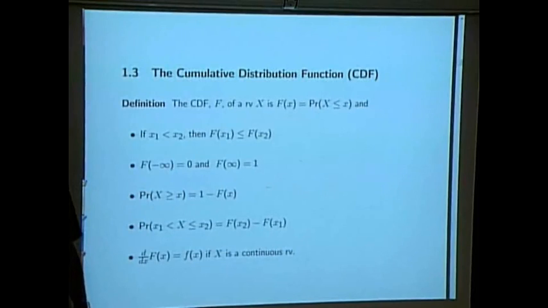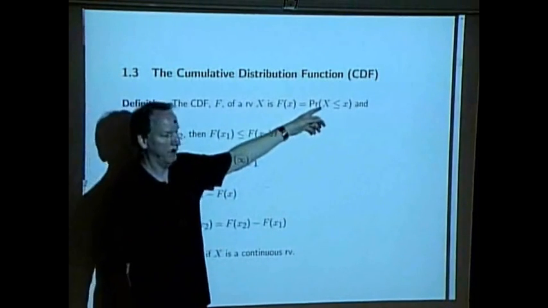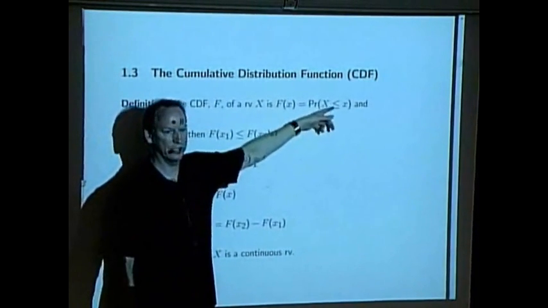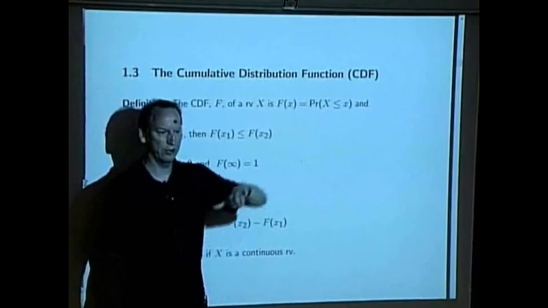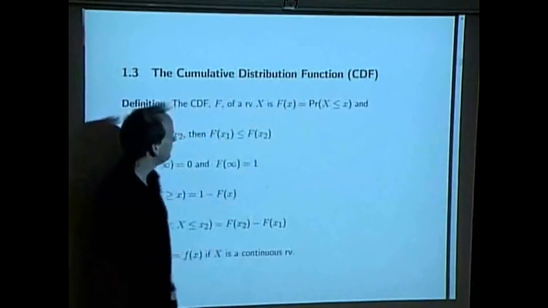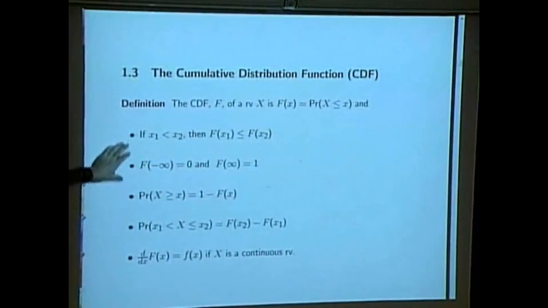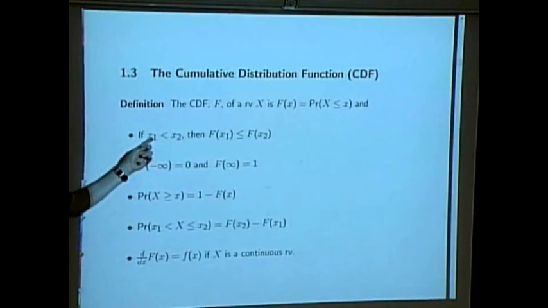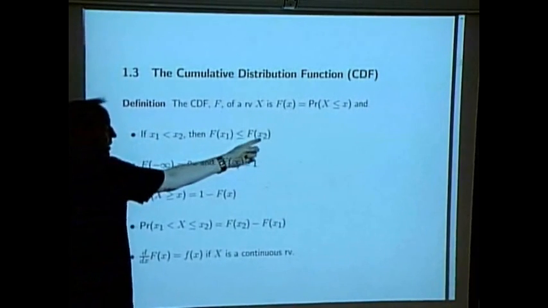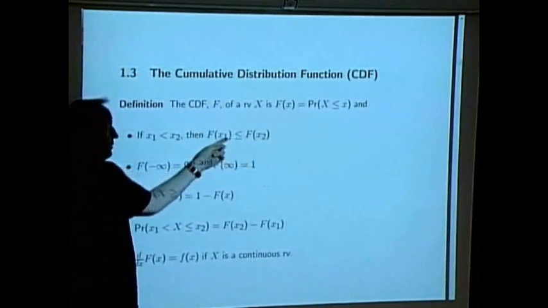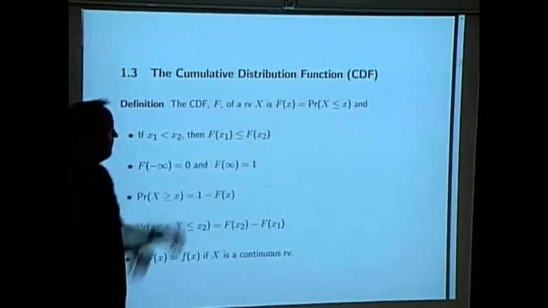If you have a discrete distribution, then you just count up the probability values for all x less than or equal to a particular value. And you usually get a stair-step kind of function. The cumulative distribution function satisfies the following properties. So if x2 is bigger than x1, then the area to the left of x2 is bigger than the area to the left of x1.